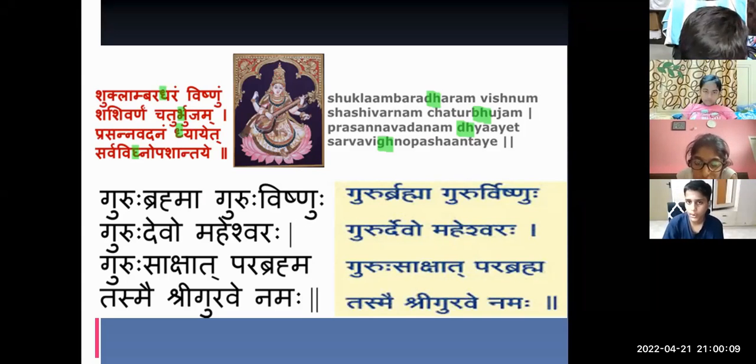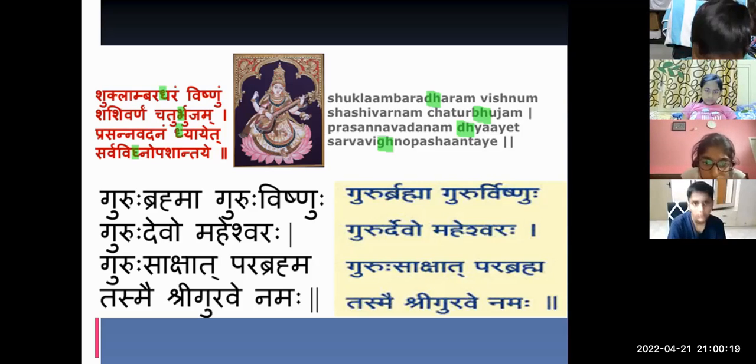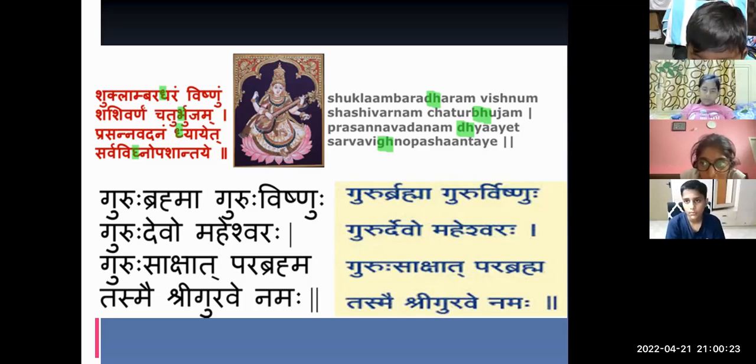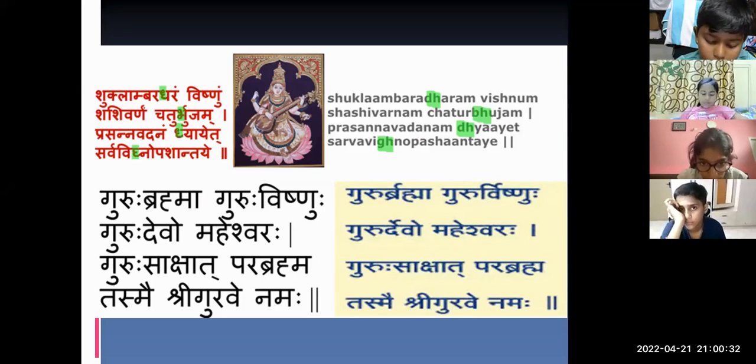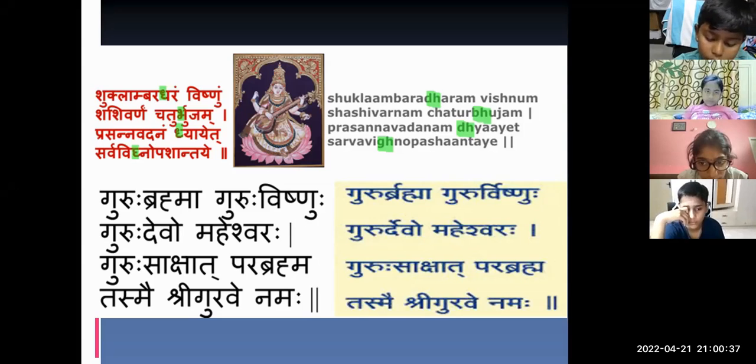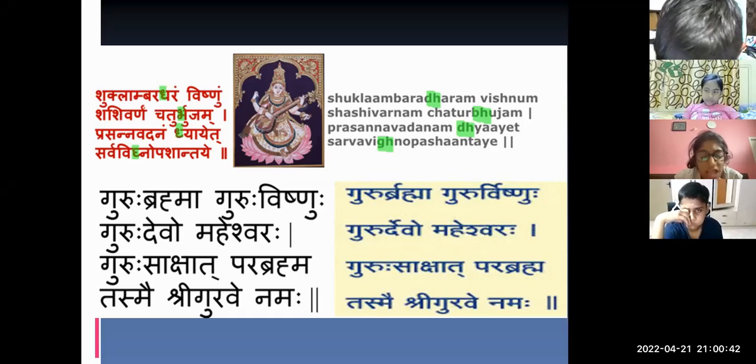Gurur Devo Maheshwaraha. Guru Sakshat Parabrahma. Tasmai Shri Gurave Namaha.